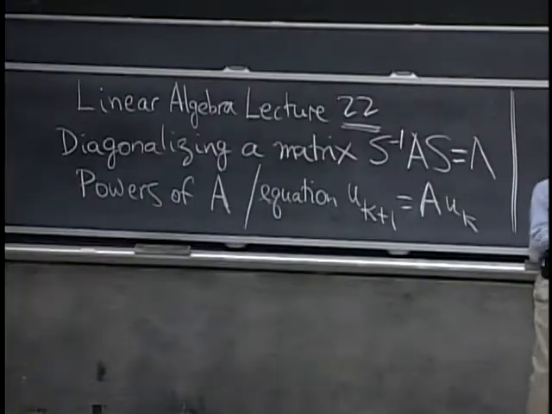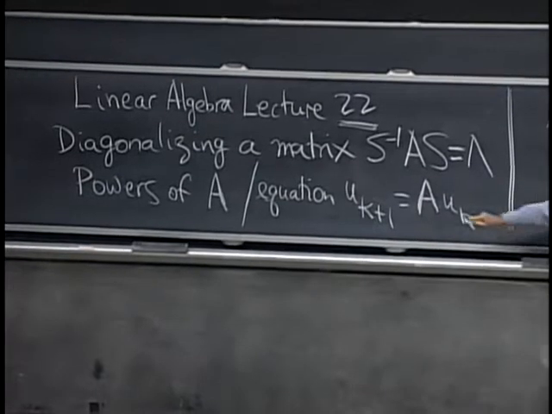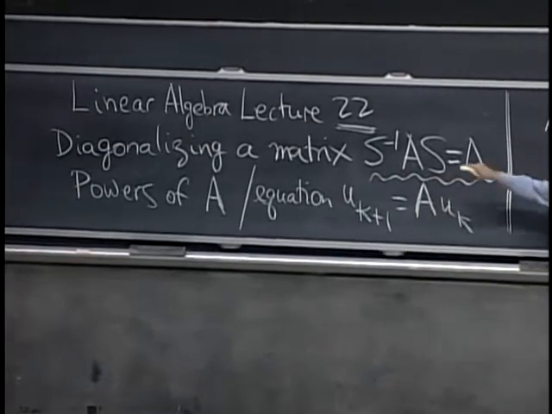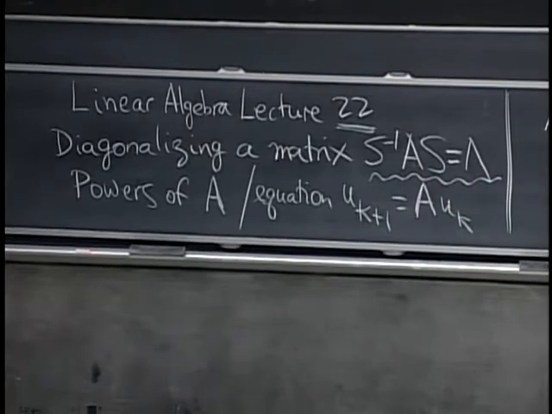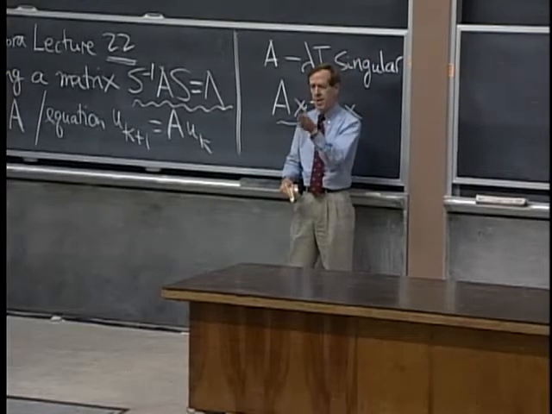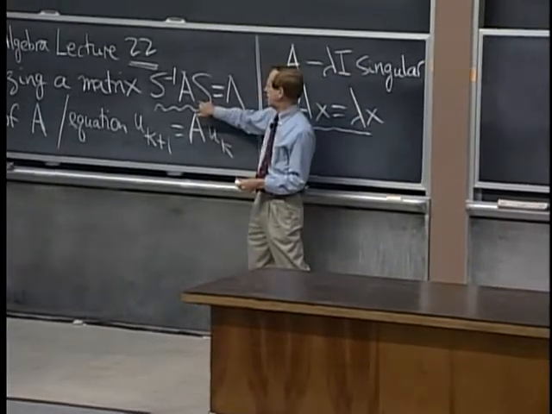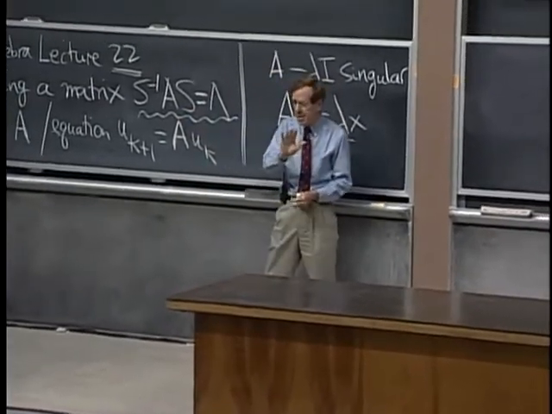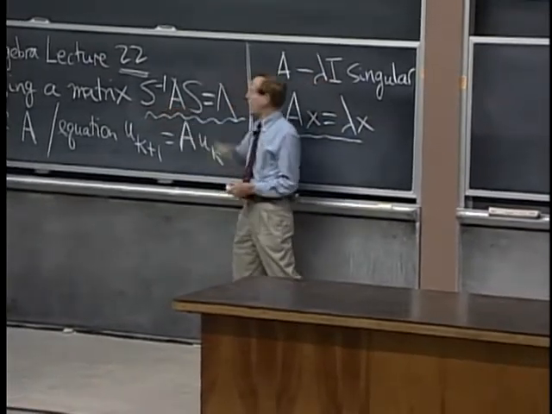So the matrix is A, and I want to show, first of all, this basic fact. This formula is the key to today's lecture. This matrix A, I put its eigenvectors in the columns of a matrix S. So S will be the eigenvector matrix, and I want to look at this magic combination, S inverse A S.